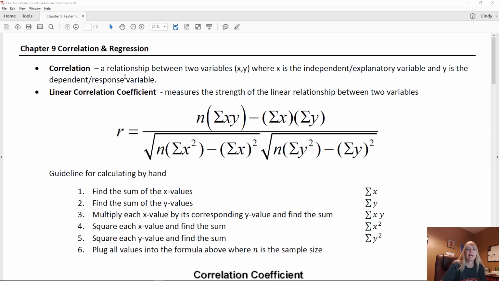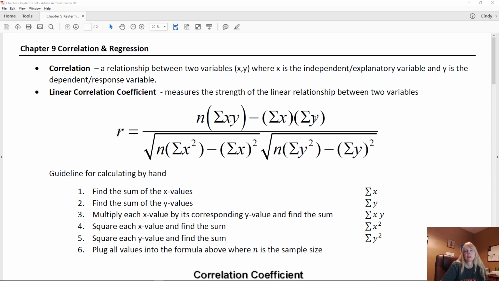And to find a linear correlation, we actually use a formula. So this is the linear correlation coefficient, which measures the strength, how strong of a linear, meaning line, relationship between the two variables. If you calculated this by hand, I wouldn't, but if you did, you could do this in steps, because if you're reading this, this is saying the sum of the X times the Y. So that's multiply each X value by the Y.